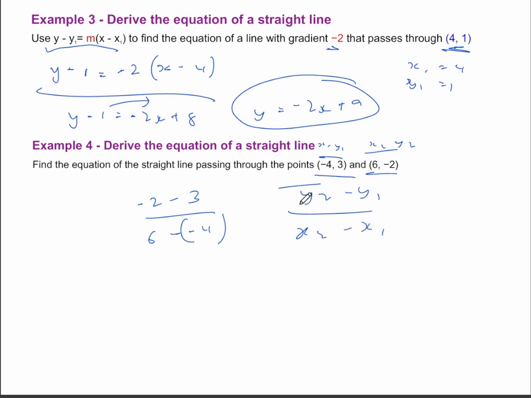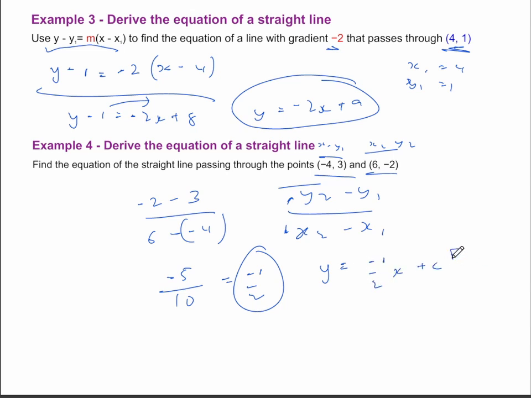If you switch and do y2 minus y1 over x1 minus x2, you're going to mess things up. So it's better to name them so that you know your x2 and y2 are the same here. Negative 2 minus 3 is negative 5, and 6 minus minus 4 is just 10, which gives us negative a half. That's going to be the gradient.